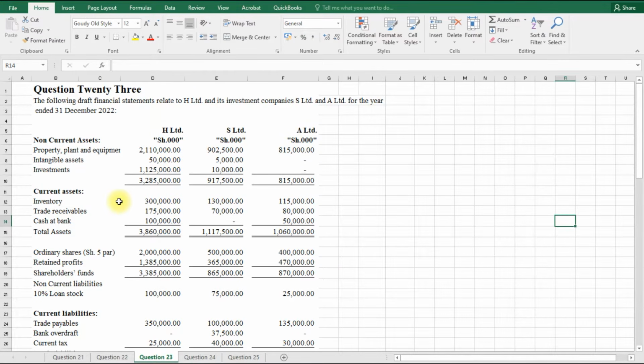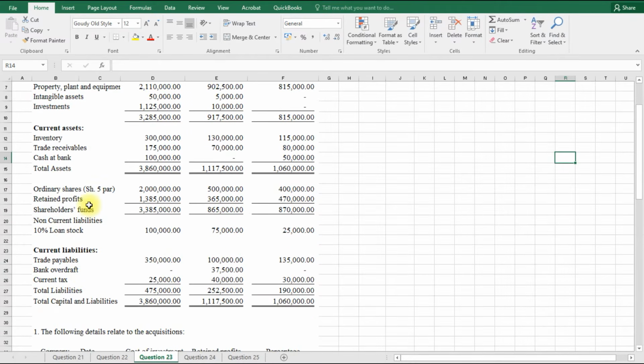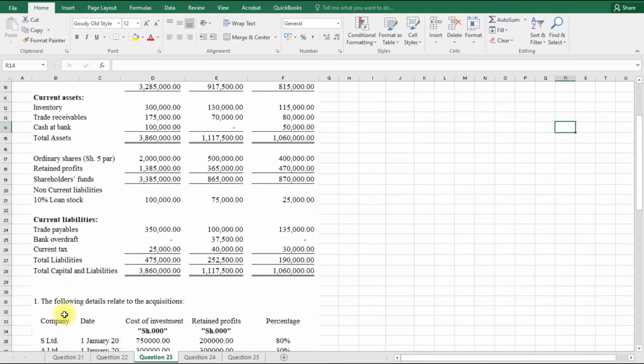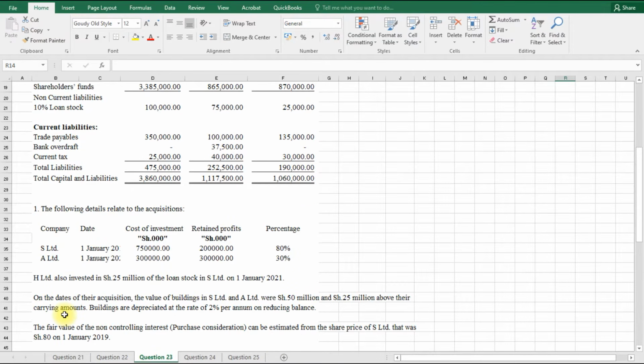We have non-current asset, the PPE, the intangible asset, the investment, current asset, the inventory, receivable, cash at bank, total assets, then ordinary shares, par value is 5, retained earnings, and the shareholders fund. Then on current liability, 10% loan stock, current liability, trade payable, bank overdraft, and current tax, and total liability, and we have total capital and liability. And you go to the additional, the following details relates to the acquisition.